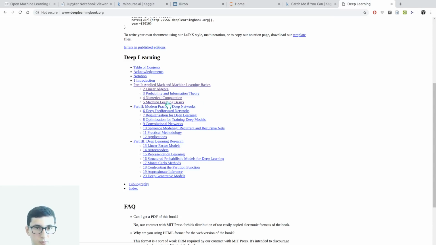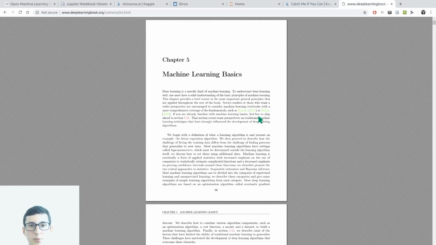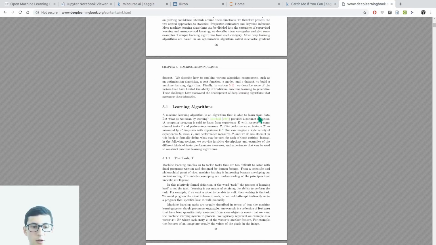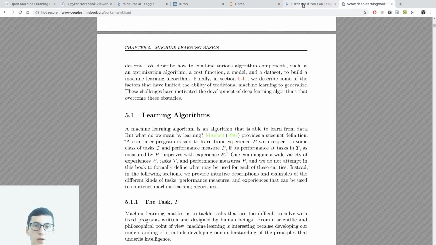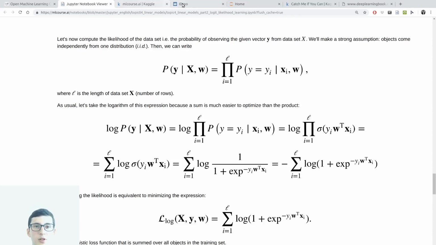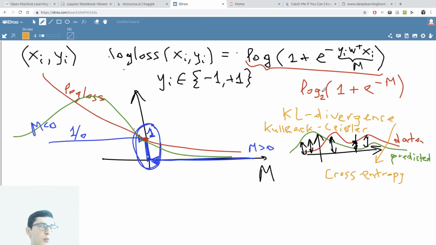Part 1 is about math and machine learning basics, so it's a really nice source. And part 5, here in chapter 1, is about machine learning basics. So you can read here about the interconnection of KL divergence, cross-entropy, and log loss, just to know something more about logistic regression and log loss, and to understand this theoretical basis. For those who like theory, like understanding the theoretical foundations behind algorithms, that is really very nice.